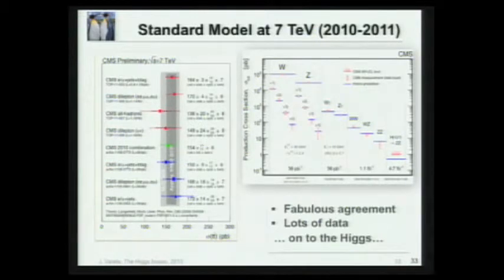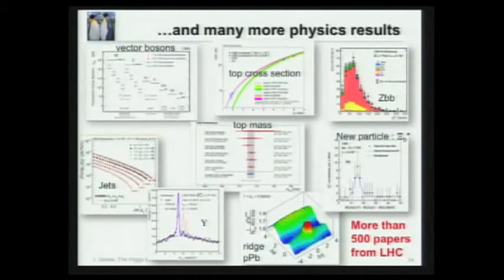But you see here that the data points, the red dots, match very well the blue band, the blue bars that are the theoretical predictions. In all cases, there is an excellent agreement. Many more physics results were obtained, so I will not discuss these. These two I already showed. In total, more than 500 papers from the LHC experiments have already been published. And in all the cases, the agreement with the standard model is absolutely fantastic.